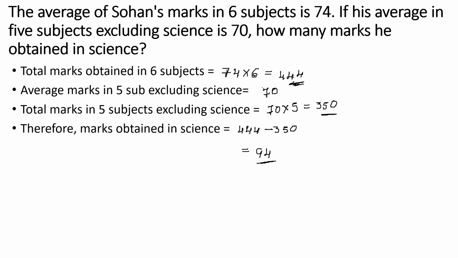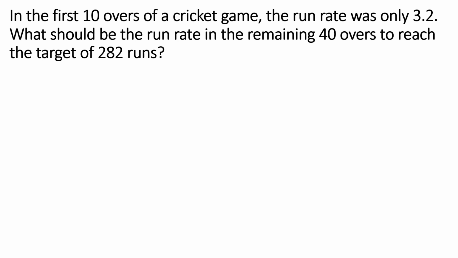Next problem. In the first 10 overs of a cricket game, the run rate was only 3.2. What should be the run rate in the remaining 40 overs to reach the target of 282 runs? So it is given that in the first 10 overs the run rate is 3.2. So total runs in 10 overs will be run rate into total overs. So 3.2 into 10 is 32. So these are the runs in 10 overs.